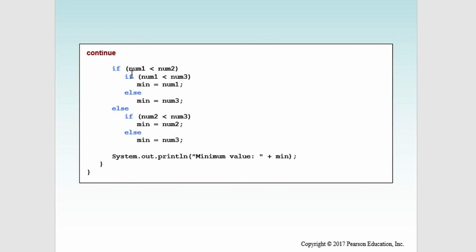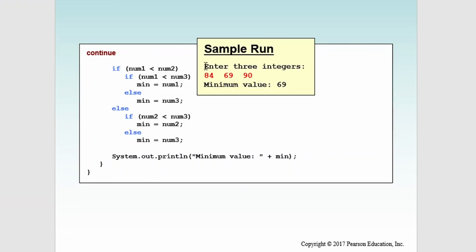Then on the else clause for this up here, meaning num1 was not less than num2, then they're checking to see if num2 is less than num3. If it is, then the min is num2. If it's not, then the min is num3. And then they print out the value. Here's a sample run. They're going to prompt the user for numbers. He's going to enter in his numbers, and then they're going to output the value.